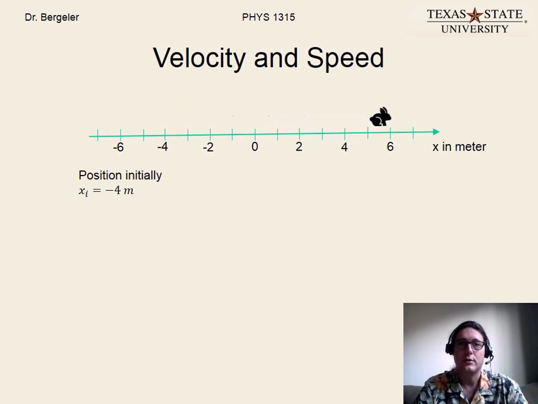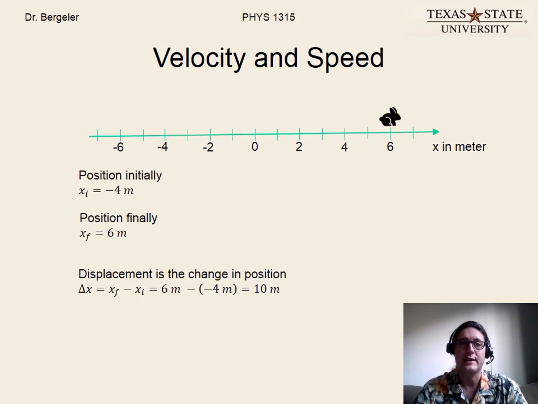Now the bunny runs and it ends at 6 meters. So now we write down position finally, xf equals 6 meters. With these values, we can calculate the displacement to find out how many meters the bunny ran forward. The displacement is delta x equals 10 meters.